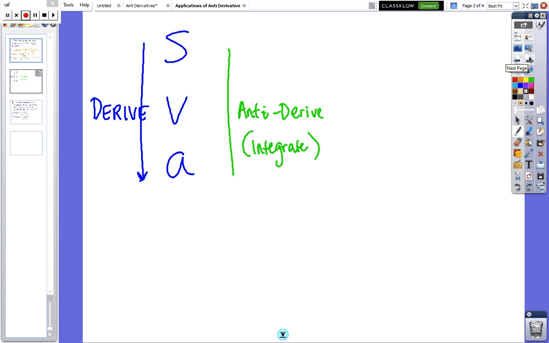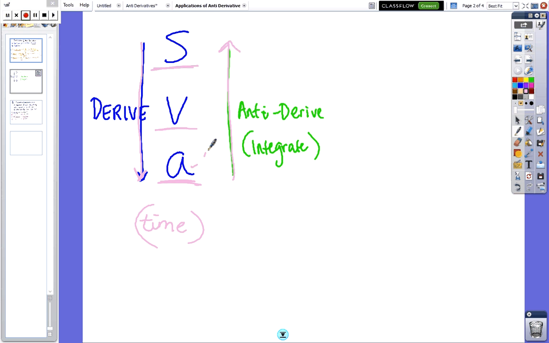Again, for displacement we use the letter S. I'm not too sure what the book's going to use, but I use S. V for velocity and A for acceleration, and the variable is time, so all the formulas will have t as the variable. So when we go down, we derive, and when we go up, we integrate or anti-derive.